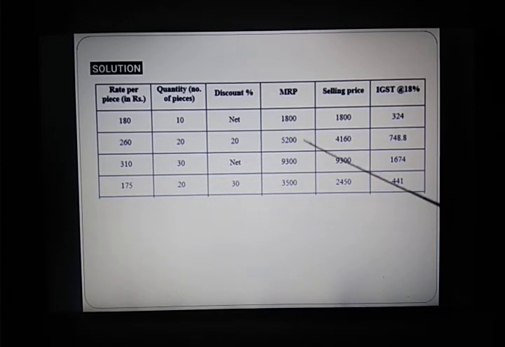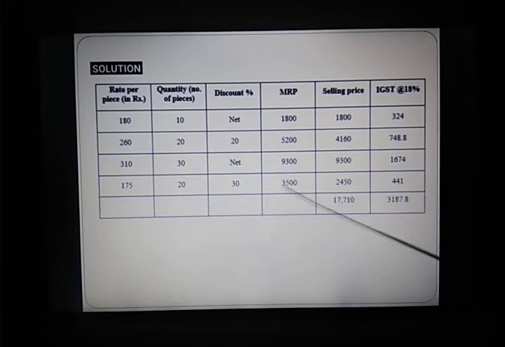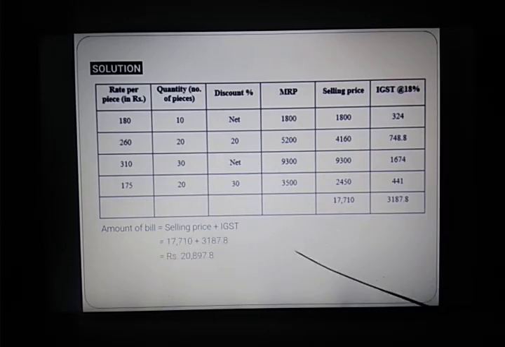Now we need to calculate the total bill, right? So first add them up like the earlier case. Similarly add the GST, so your amount will be total selling price plus IGST, that is this plus this, so the amount of the bill will be this one. Pause the video to note down.